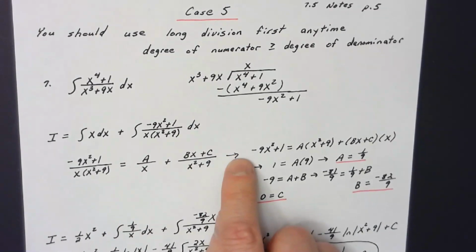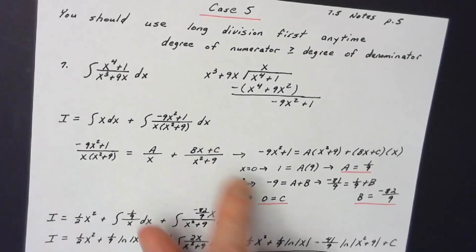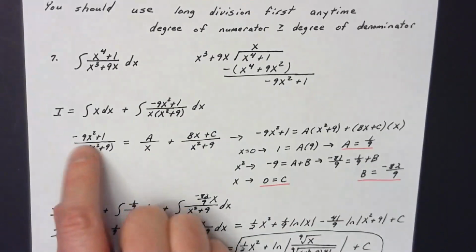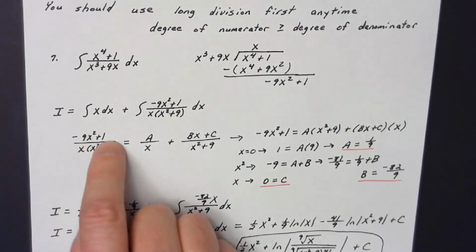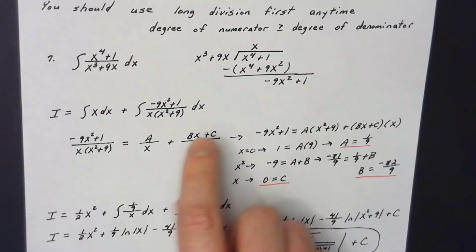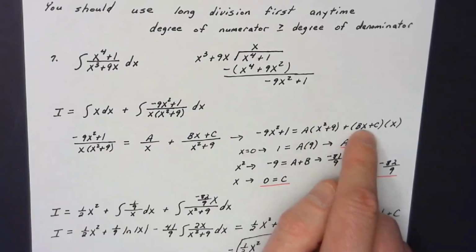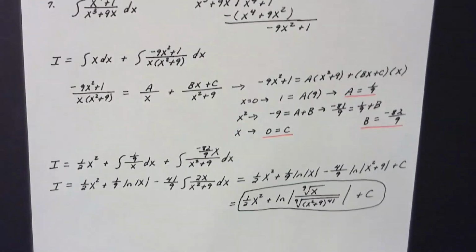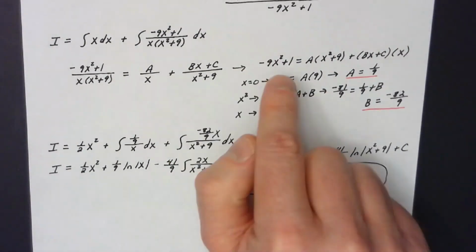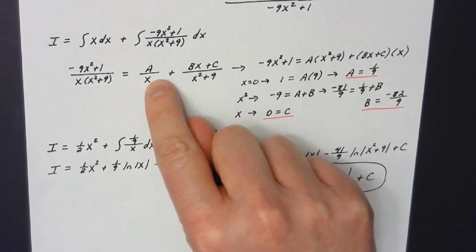Now, what I've done with that is I said, okay, let's multiply this entire equation by the least common denominator of x times x squared plus 9. So notice my left-hand side stays negative 9x squared plus 1. The right, you're going to have a times x squared plus 9, and you have the group bx plus c times x. Now that I've done that, I can say, well, you should be able to solve for a by letting x equal 0.